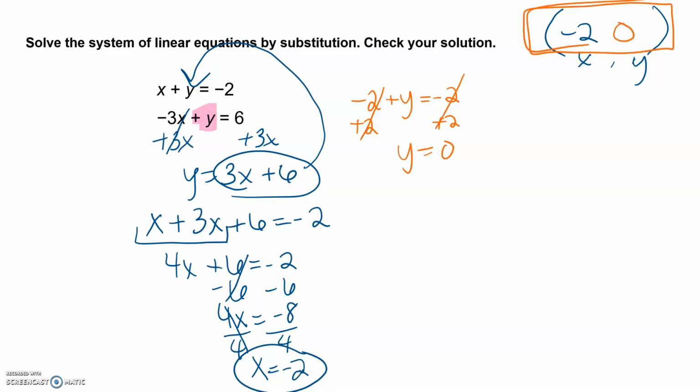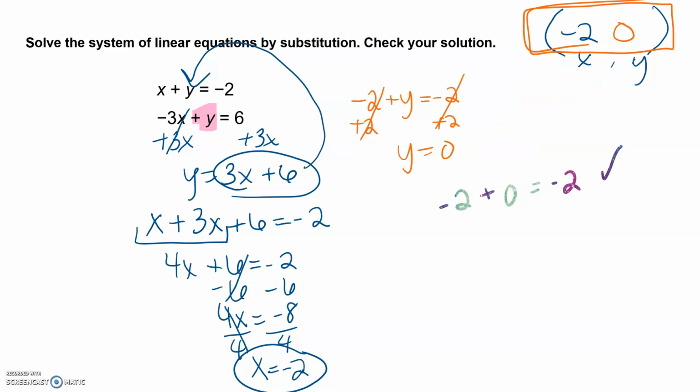Okay, so there's my answer. Remember, now I'm going to check it. So in that top equation, I have negative 2, because that's what x is. So negative 2 plus 0 equals negative 2. Now that's definitely going to work because I'm just adding 0.